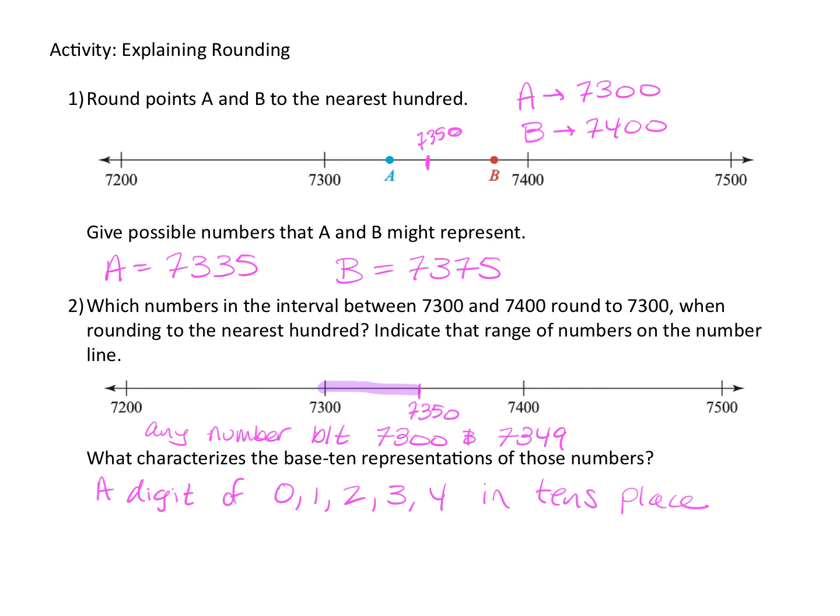Right? Because when you're rounding to the nearest hundred, you look to the tens place, and we have 0 here, and every number in this interval has a number in the tens place that would be a 0, a 1, a 2, a 3, or a 4. As soon as you put a 5 in that tens place, it's going to round up.